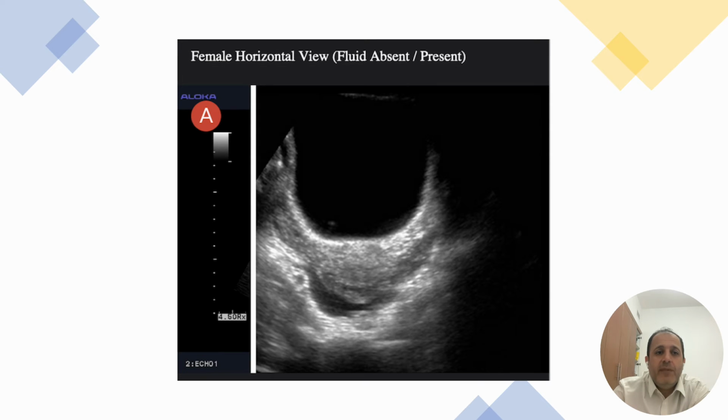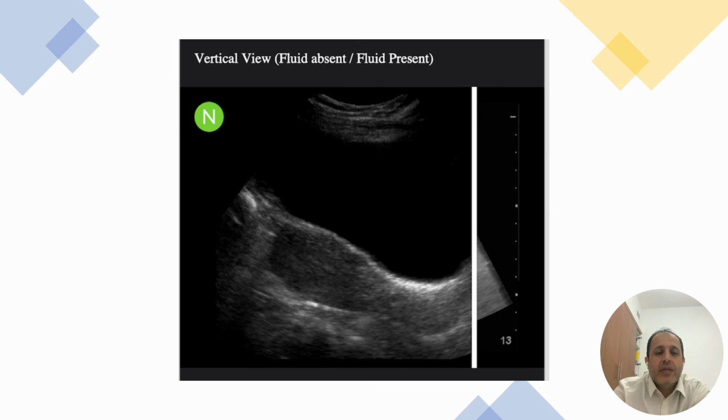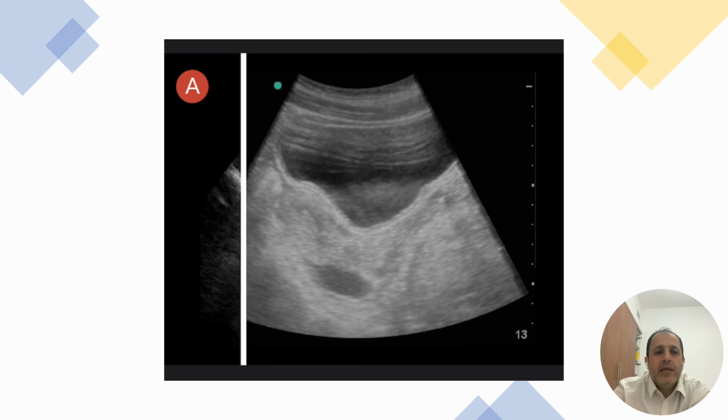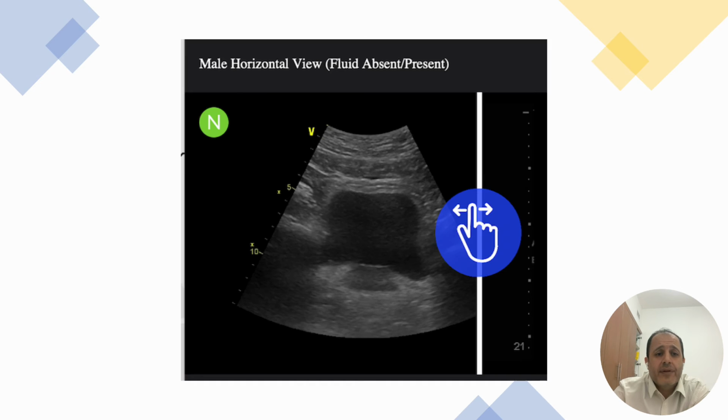Another case is a female patient, in a horizontal view. It is the bladder, it is the uterus, and here there is free fluid, so it's a positive case. And here it's a vertical or longitudinal view. It's the bladder, it's the uterus, and here we should search for free fluid, if there is any. And in another positive case, it's the bladder, the uterus, and free fluid just behind the uterus, so it's a positive case. And here, as you see, it's a male patient, it is the bladder, the prostate, and it's a clean picture, there is no free fluid.